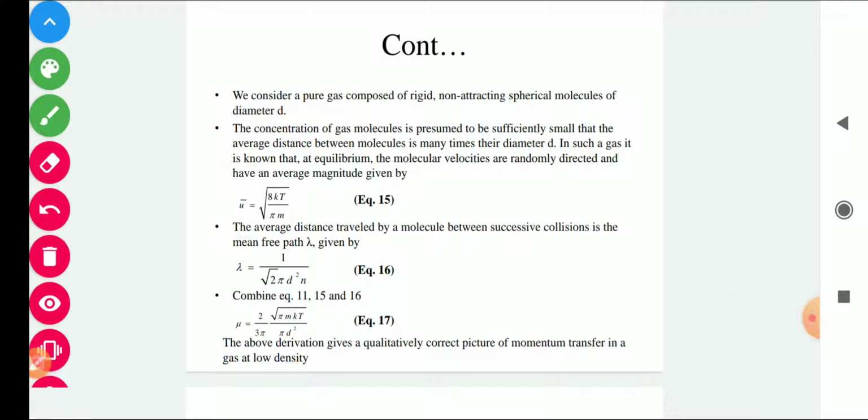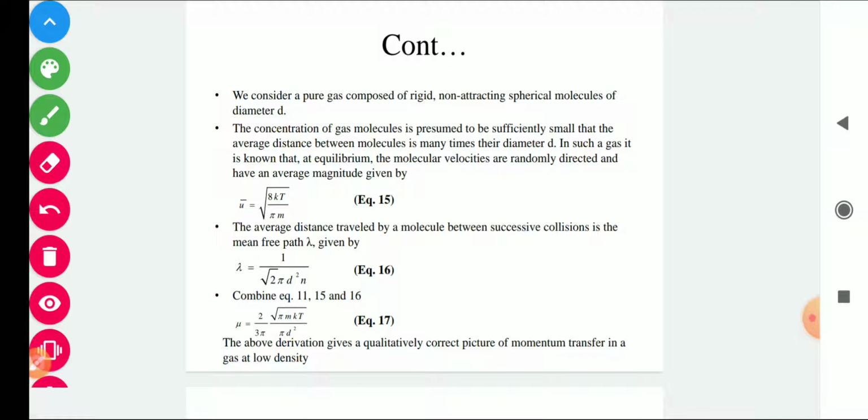In this, we consider a pure gas composed of rigid, non-attracting spherical molecules of diameter d. The concentration of gas molecules is presumed to be sufficiently small that the average distance between molecules is many times their diameter d. Because the gas density is very low, the molecular diameter is very small compared to the distance between two molecules.